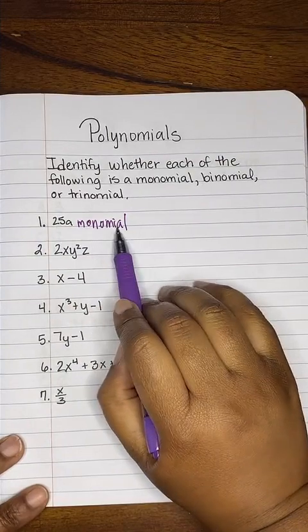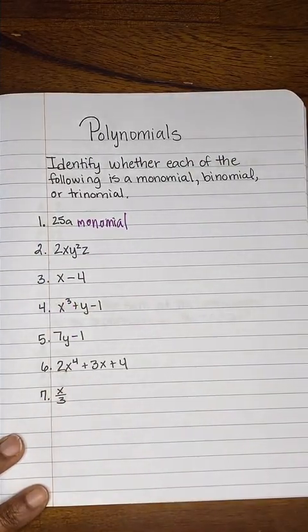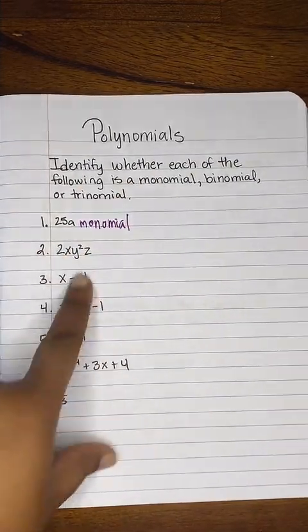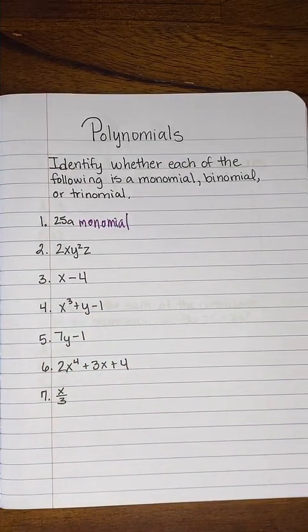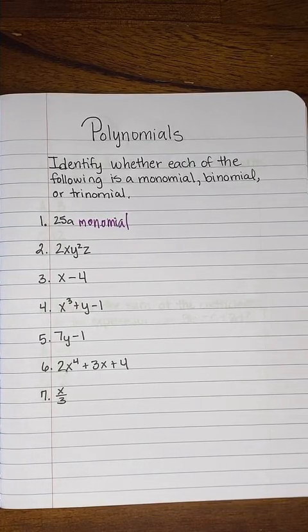So this is a monomial. Number two, what do you guys think it is? Do you think it's a monomial, a binomial, or a trinomial? Can you put your answer in the comments? What do you think number two is?